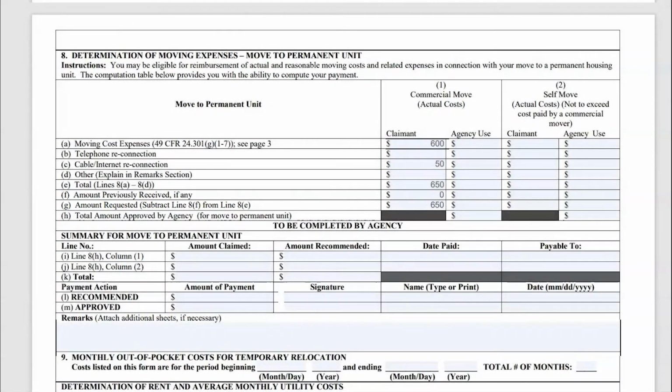For our example, the claimant had $650 in moving expenses and had previously received $0, so their total amount requested was $650. Cells 8I through 8M are to be completed by the subrecipient during the review phase upon receiving the completed form. At the bottom of cell 8 is a cell to input any remarks for the cost being claimed in number 8.